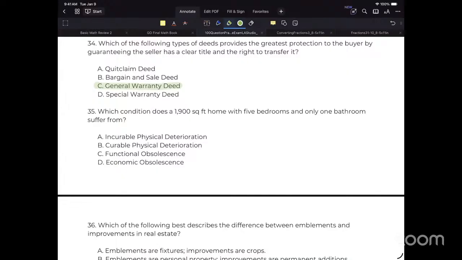These words, quitclaim, special warranty, general warranty deed, and bargain and sale deed, we know we're going to be tested on these. So that is really key, to just know those definitions cold.